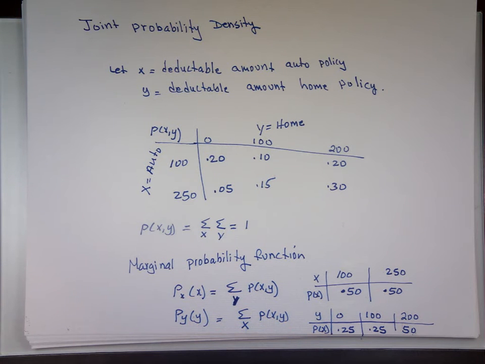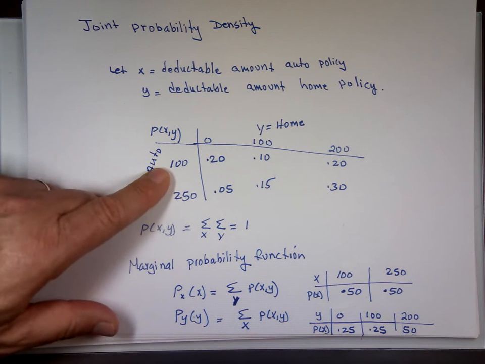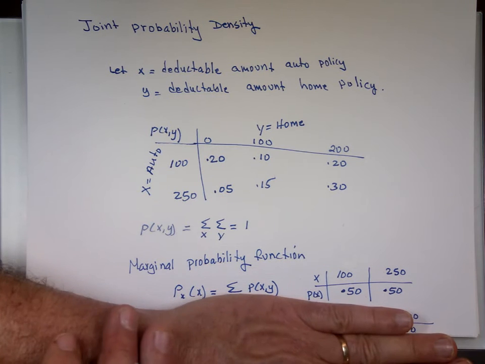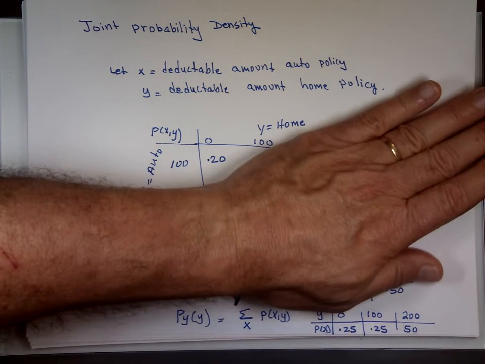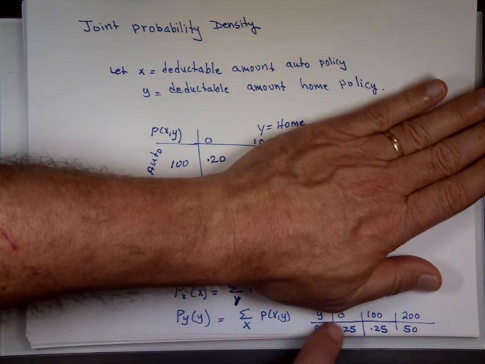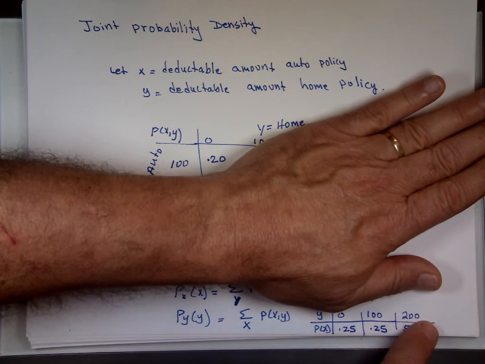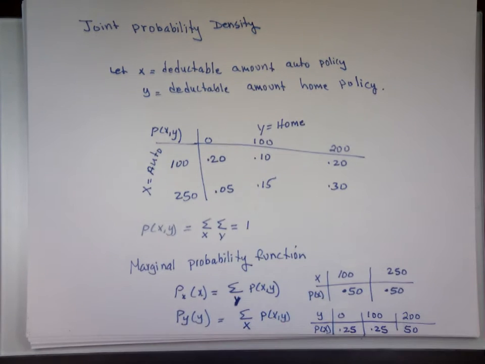So if you're trying to find the probability or the percentage of people who have 100 on their car or 250, you only have to look at that table. If you have to find the probability with respect to Y, you only have to look at that table. For Y, you have 0, 100, and 200, and that's the probability of each one.